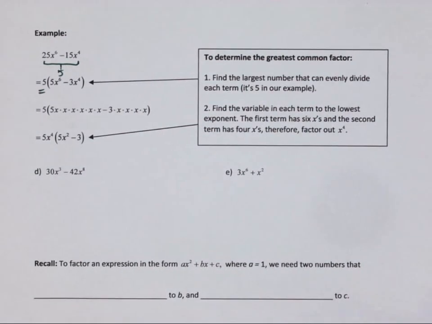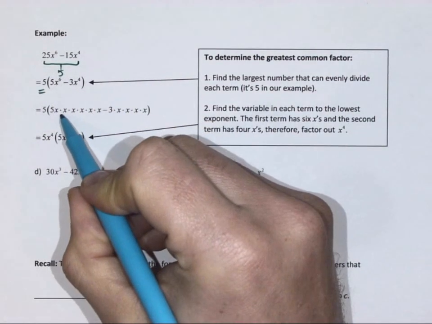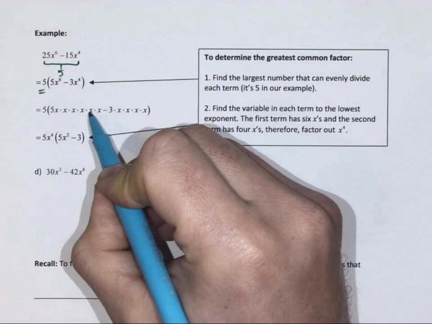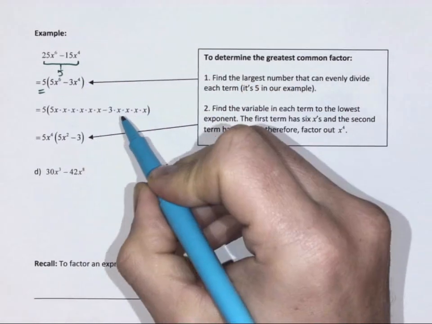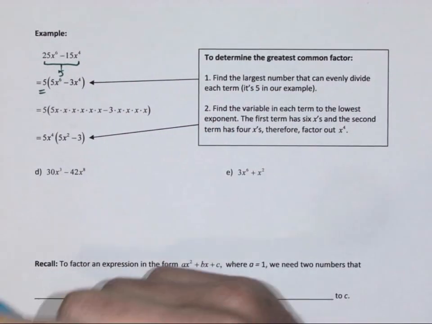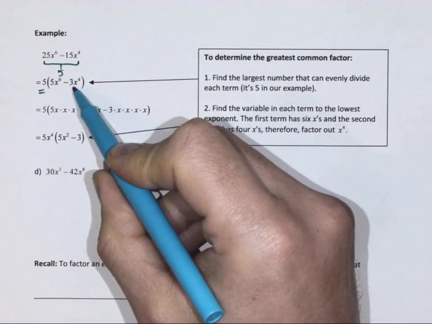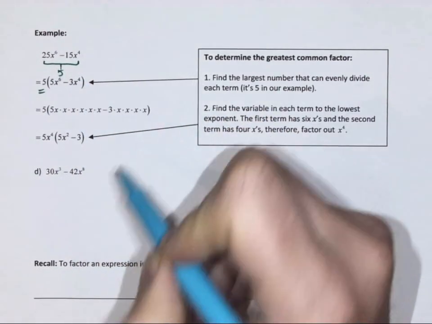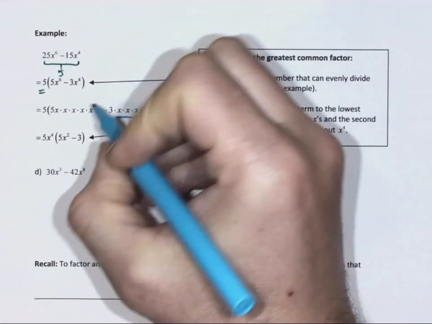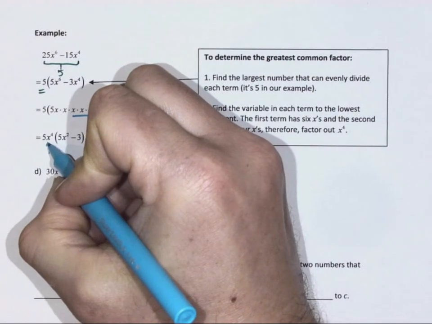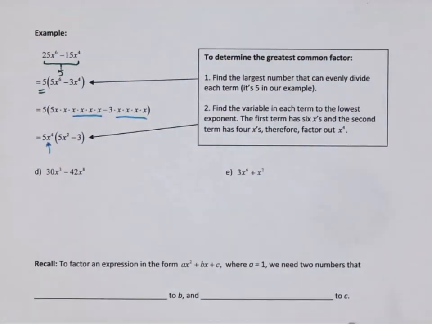Now, just as a reminder, x exponent 6 means 1, 2, 3, 4, 5, 6 x's times each other. X times x times x times x times x times x. And x exponent 4 means x times x times x times x. So really, this term, 5x to the power of 6, has 6 x's. Negative 3x to the power of 4 has 4 x's. So I can take out 4 x's, or I can divide by 4 x's for each of them, and that's why I have x exponent 4 in front as well.